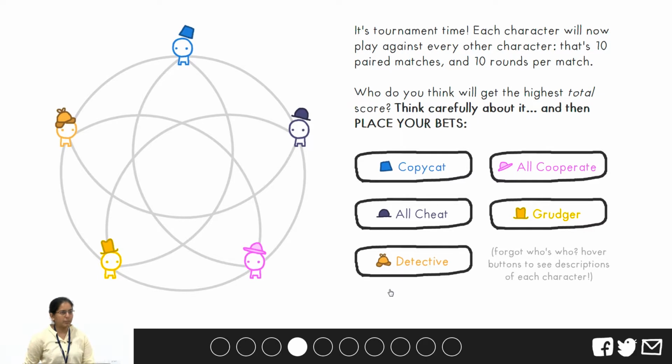So you remember what the strategies are, right? Always cheat and always cooperate is clear. Copycat copies your previous move. Grudger starts out cooperating but once cheated always cheats. Detective does something funny for the first 4 rounds and then switches to either always cheating or copycat, depending on whether you cheated him. If you cheated him, he switches to copycat, and if you never cheated him, he switches to always cheat. So that's the 5 players.